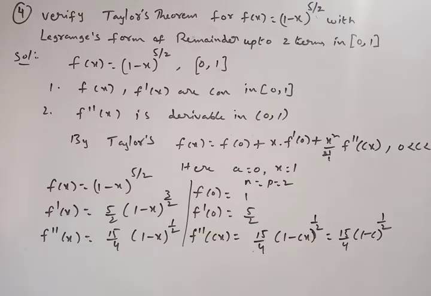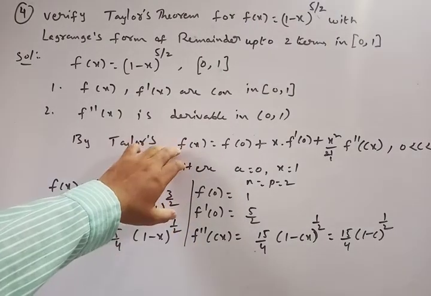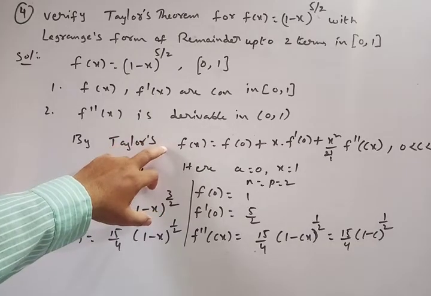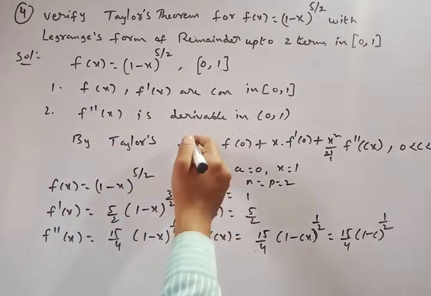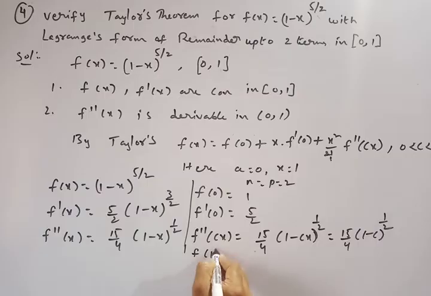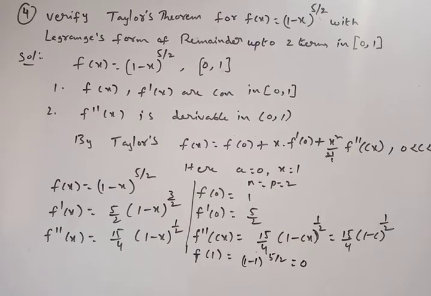And what is f of 1 here? f of 1 is 0, correct. So substitute all these things here. What is f of 1? f of x is (1 minus x) whole power 5 by 2, so (1 minus 1) whole power 5 by 2, 1 minus 1 is 0. So we calculated all the values, right?